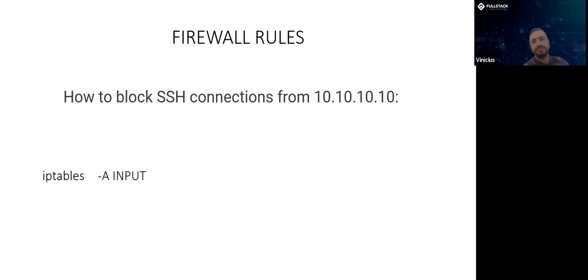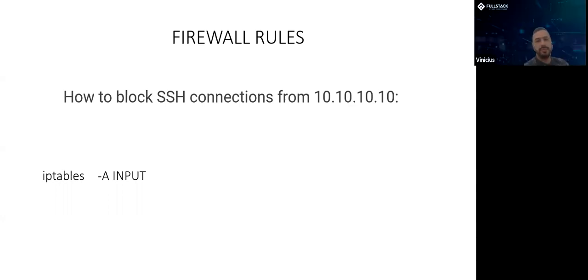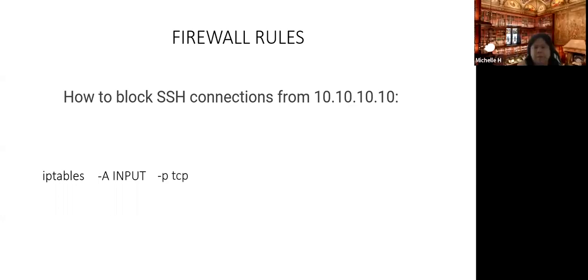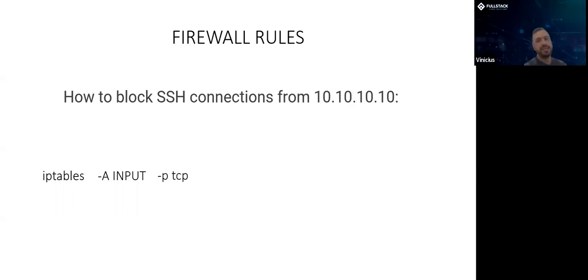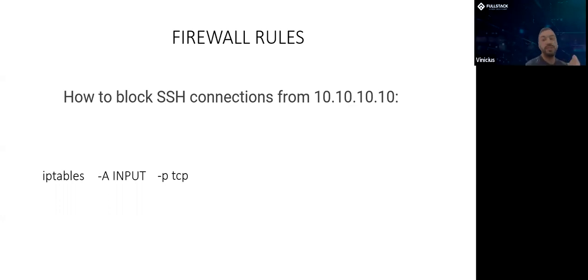What do you do now? Do you put 10.10.10.10 and then you put the port number after that? Yes, but it's better if you just specify the port right now. So we say the protocol is TCP because the SSH port is TCP 22. Okay, it's not UDP 22. So we need to specify TCP and also the port. Okay, and then we add the IP address.